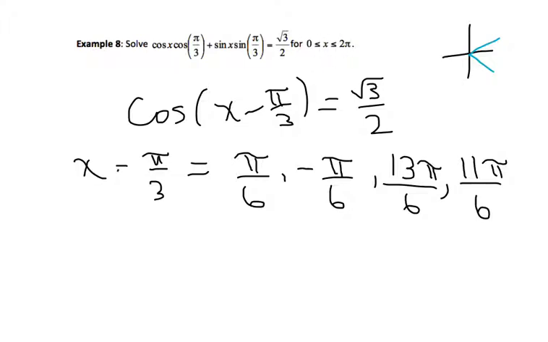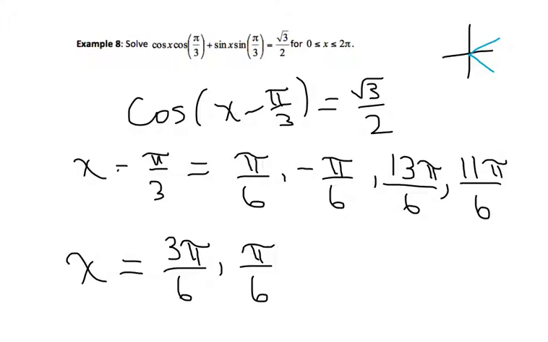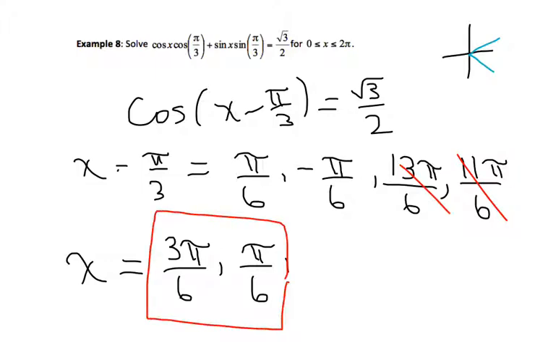So now I've got to add this pi over 3 to the other side. So I'm going to move that to the other side. Pi over 6 plus pi over 3, that's 3 pi over 6, which of course I can call pi over 2. Negative pi over 6 plus pi over 3, that's going to be pi over 6. 13 pi over 6 plus pi over 3, that's going to be too big. 11 pi over 6 plus pi over 3 is too big. So both of those answers I don't need. And here are my 2 answers.